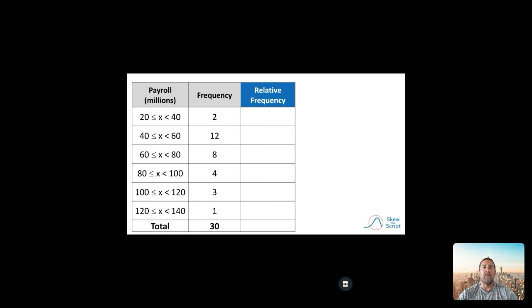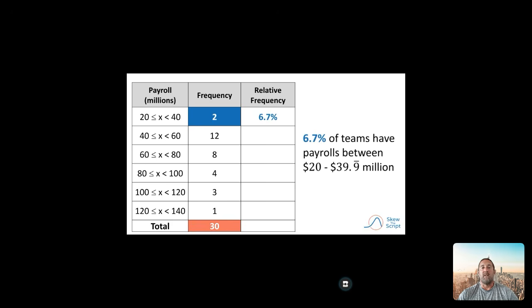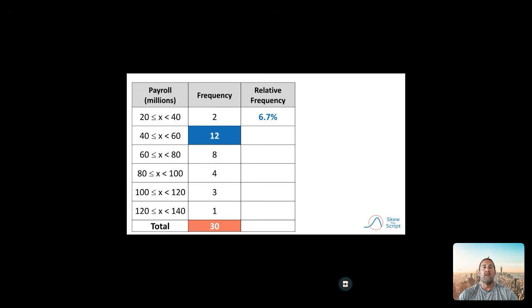In addition to looking at the frequencies of data values in these bins, we can also look at the relative frequencies or proportions. For example, we can see that there are 2 teams with payrolls between $20 and almost $40 million out of a total of 30 teams. We can represent this relative frequency by dividing 2 by the total of 30, which yields a proportion of 0.067, or 6.7%. So 6.7% of teams have a payroll between $20 and almost $40 million.